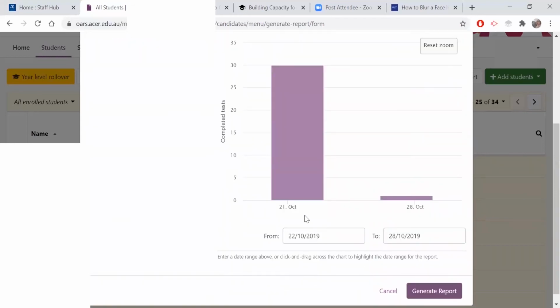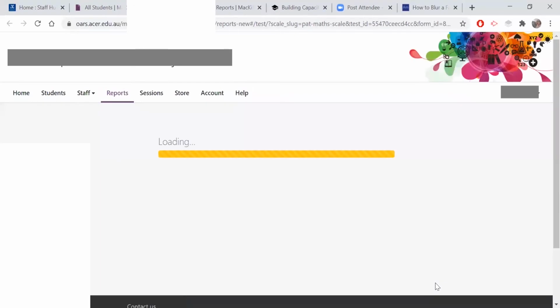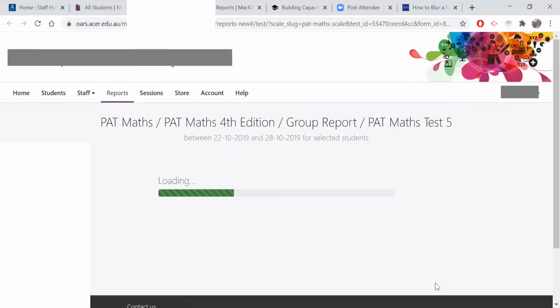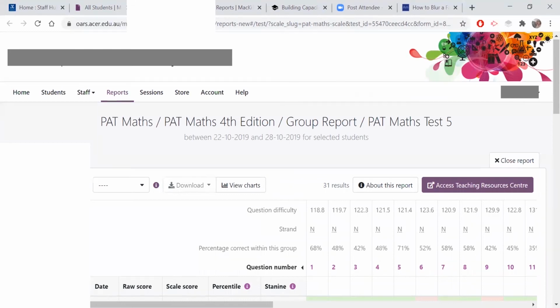And you'll notice that confirms they were done in October 2019. So I'm going to generate the report from that. Now don't sit here waiting for 2 hours to view the report. I've done that. View the report. All right. Hopefully you've got something that looks like this.